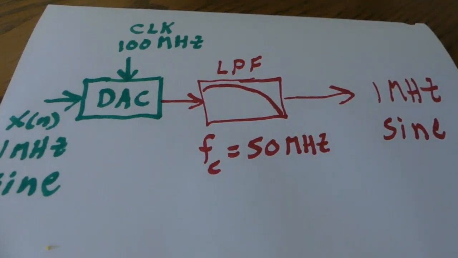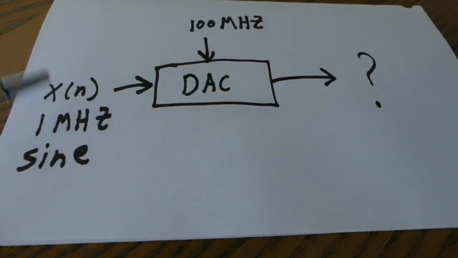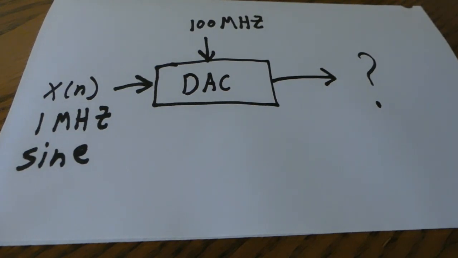Well, what if we were to remove that low pass filter? Basically, I'm proposing this. What if we have our digital 1 megahertz sine wave, and you see that there on the left. Again, the DAC is still running at a 100 megahertz clock. And if we were to take the output of that DAC and put it to a spectrum analyzer, something that allows us to see tones, sine waves, in the frequency domain, I'm asking, what would we see? Would we just see a 1 megahertz tone? Or would we see other tones?